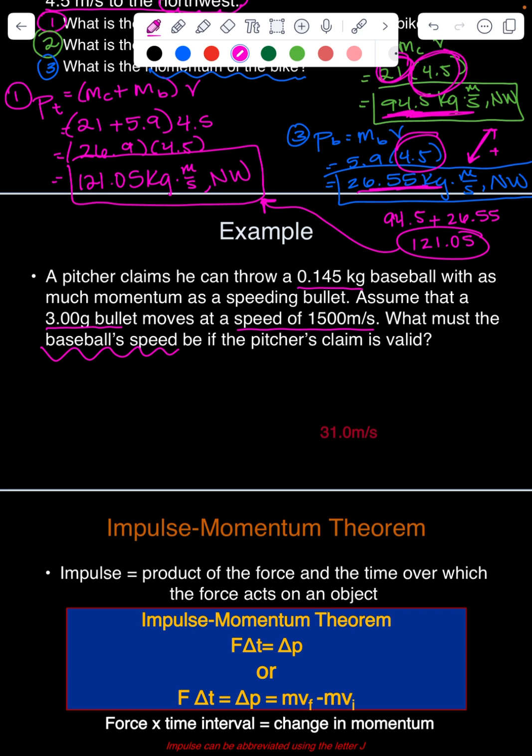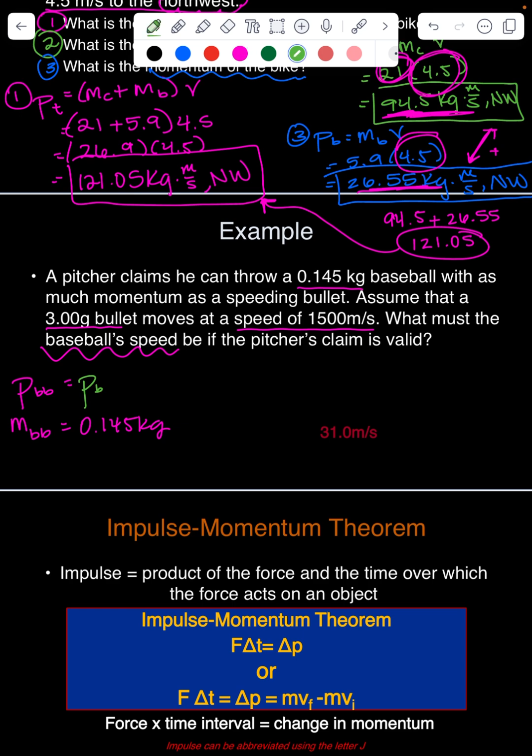So we know that we want the momentum of the baseball to equal the momentum of the bullet. The BB is baseball, the single B is bullet. So we know that we want our two momenta to be equal to each other. We have our mass of our baseball. That was our first given, 0.145 kilograms. Kilograms are exactly what our mass should be found in, so that's great.